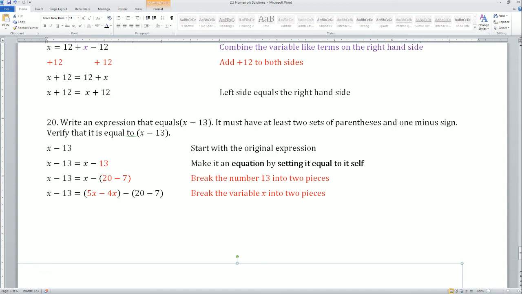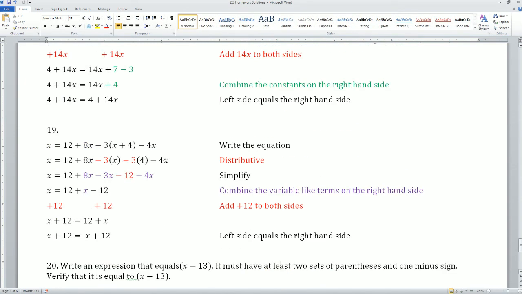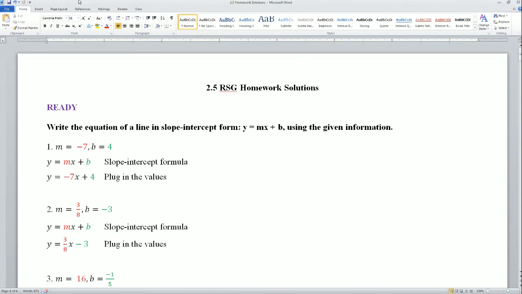Those are all your homework solutions for the Ready, Set, Go for 2.5.